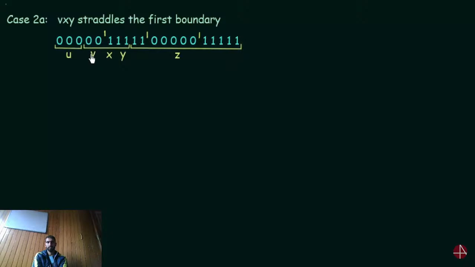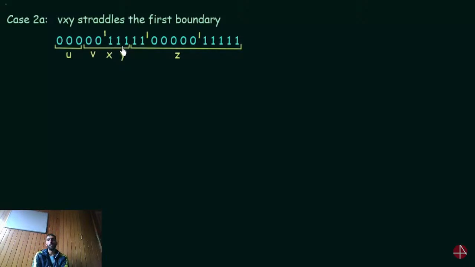And if you look here, this is our part v, x, and y, and we see that this is our boundary and it lies on either side of the boundary. It lies on this side and also on this side. And this is my first boundary. So it is straddling the first boundary. So this is another way in which you can divide the string into parts u, v, x, y, and z. And here let's see what is the length of the part vxy. It is 1, 2, 3, 4, 5.